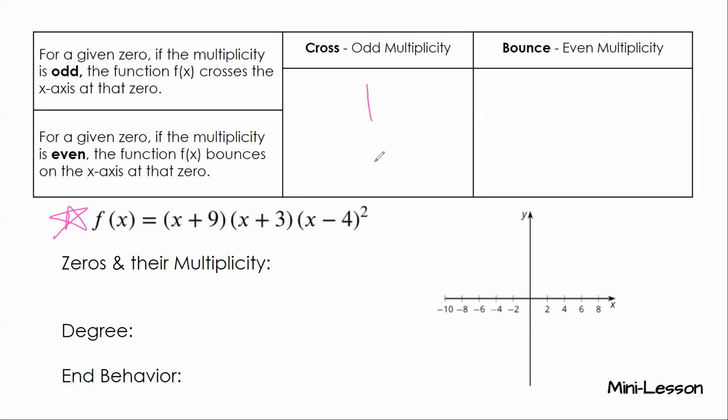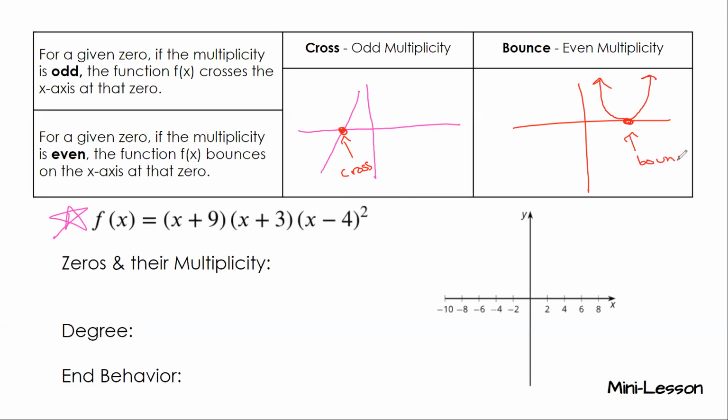What we mean by cross is like on a graph, if it crosses the x-axis. So like right here, that would be a cross. A bounce is if we had something go down to the x-axis, touch, and then go back up. Kind of looks like a bounce of a ball.